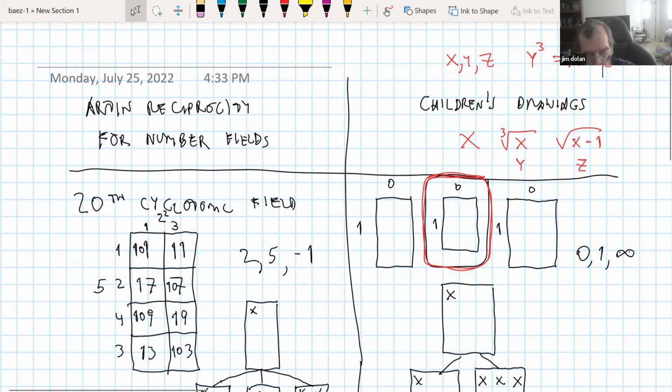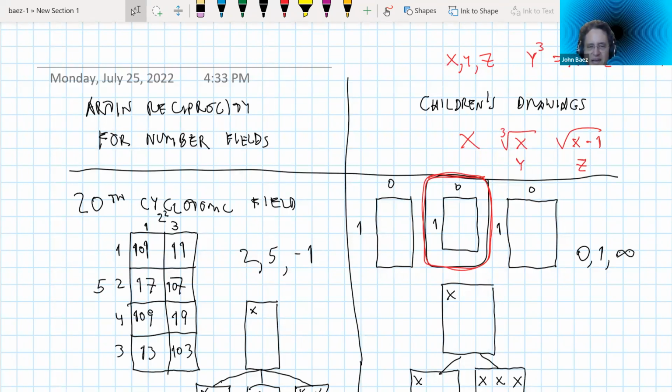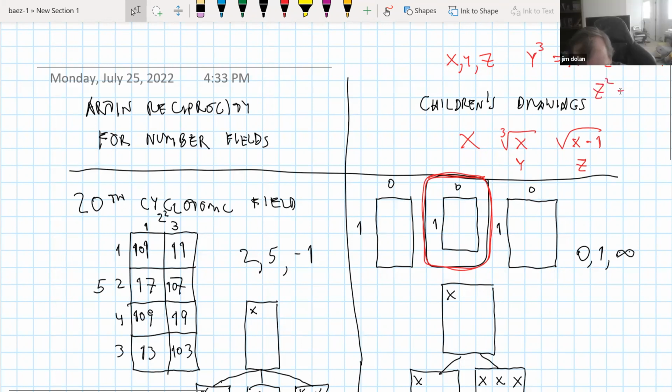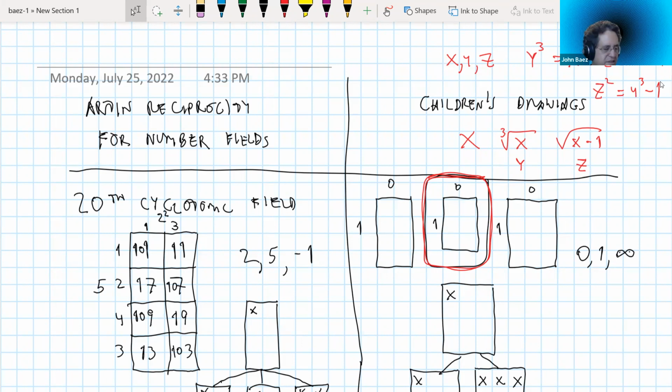So what equation do you get? Okay, now given x, what you've got, I would take the last equation there. Where I see the x in there, I'd write y cubed. So I get z squared equals y cubed minus 1. And I think that's pretty much a famous elliptic curve. Yeah, so it looks like this.